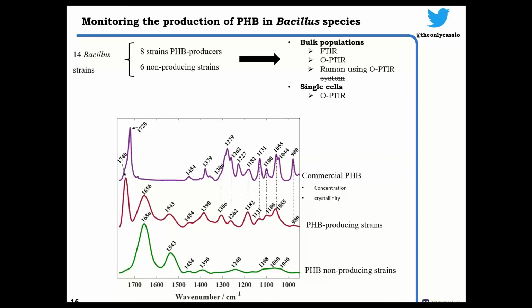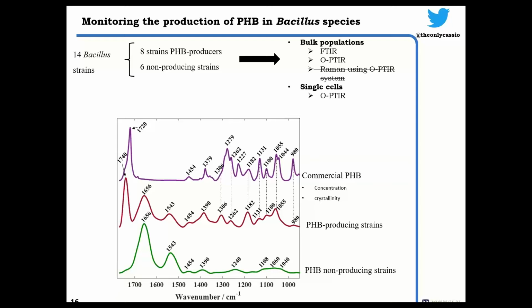Actually, we did, but the samples were fluorescent, so we did not. So here we have the infrared signatures from a PHB non-producing strain. It's very similar to what we get with cells and serum: amide 1, amide 2, carbohydrates.